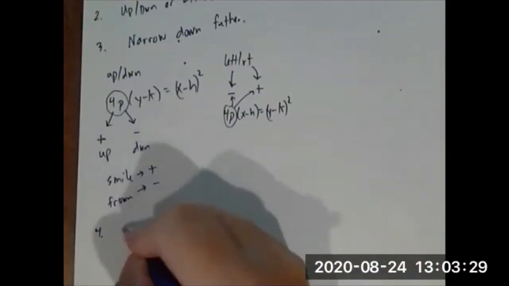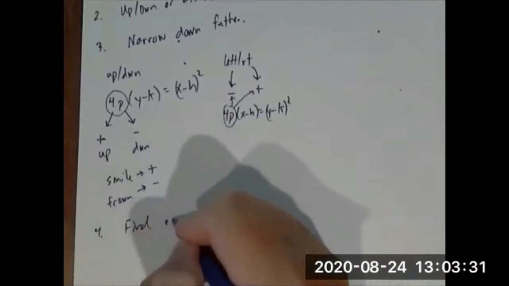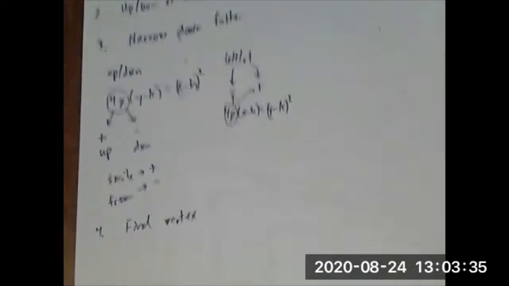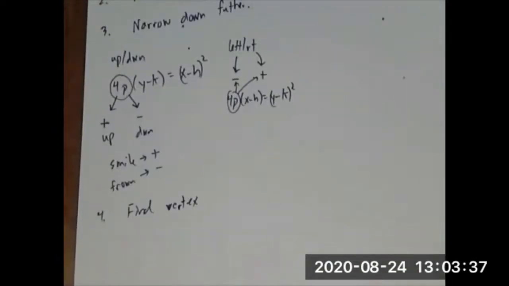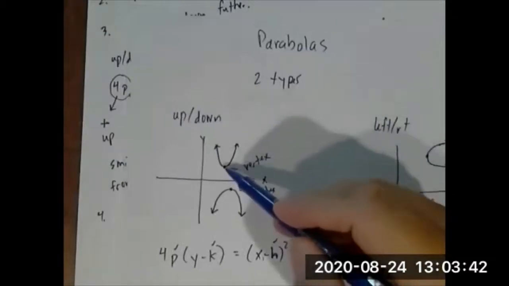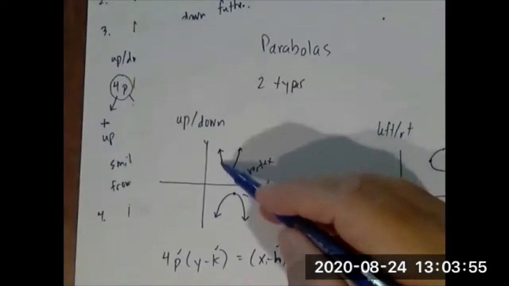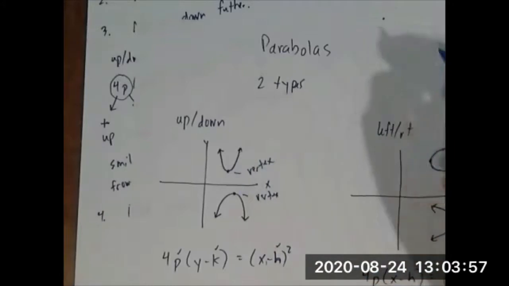Now the fourth step. We're going to find the vertex. And once again, remember what the vertex is. So we have an up parabola. In our case, I'm going to go find this point at the very bottom of the parabola. Sometimes people call this a minimum because it's the smallest point on the graph, but for now we'll call it the vertex.